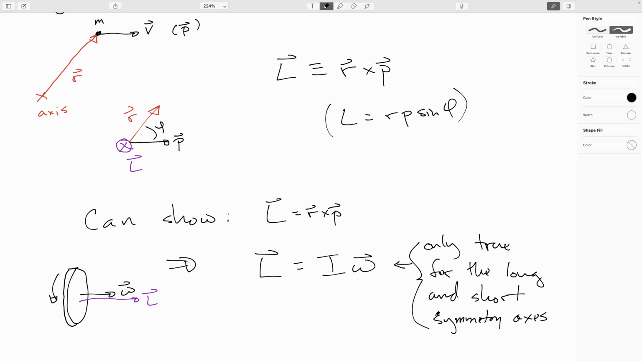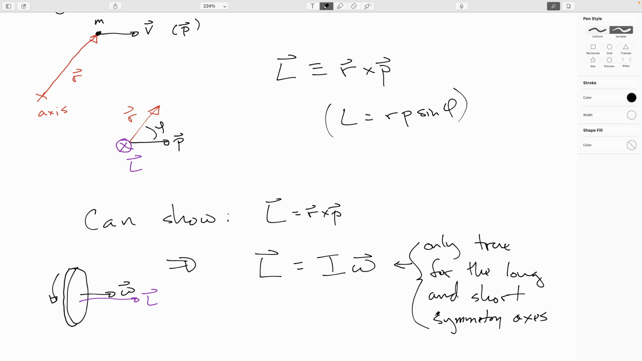But that's beyond the scope of what we're doing, but I just wanted to put that caveat in there that there is still a little bit more under the hood. However, in a lot of practical application, you're going to be spinning an object about its long or short symmetry axis, or you may have situations like, say, a basketball or something like that.